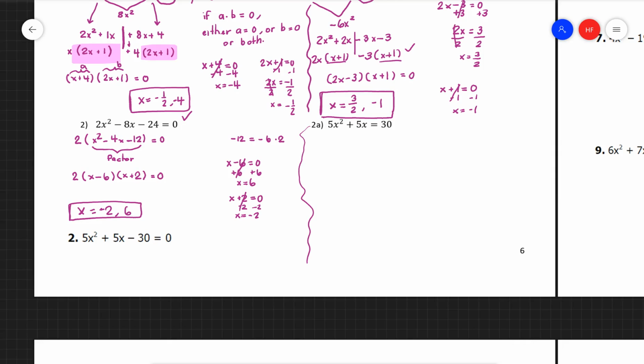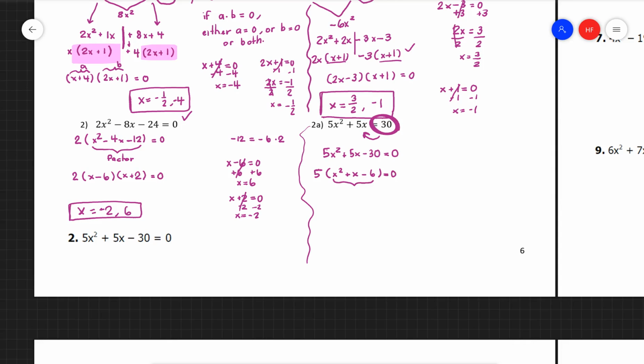So we're going to do number 2a, 5x squared plus 5x equals 30. Here's a problem. I need that to say equals 0. So I'm going to move that 30 over to the other side by subtracting it. 5x squared plus 5x minus 30 equals 0. I see that there's a GCF across the whole problem, a 5, and a 30. I'm going to pull out a 5, which means I'm left with x squared plus x minus 6 equals 0.